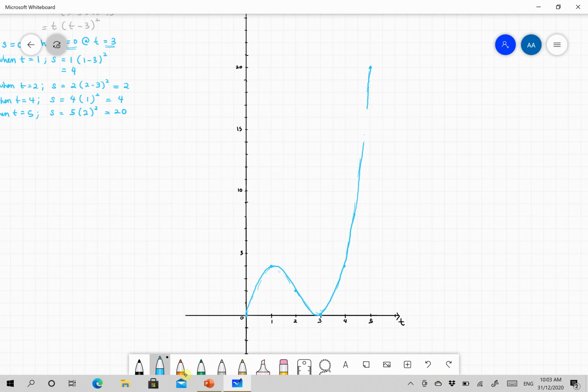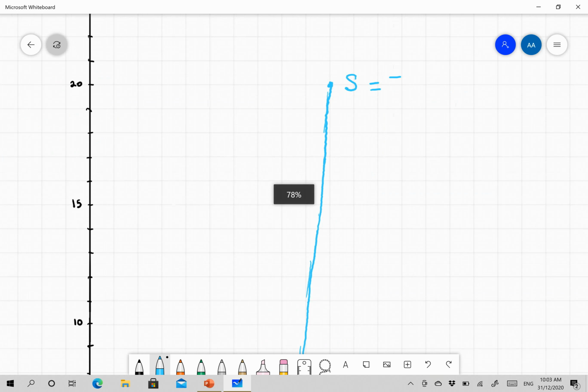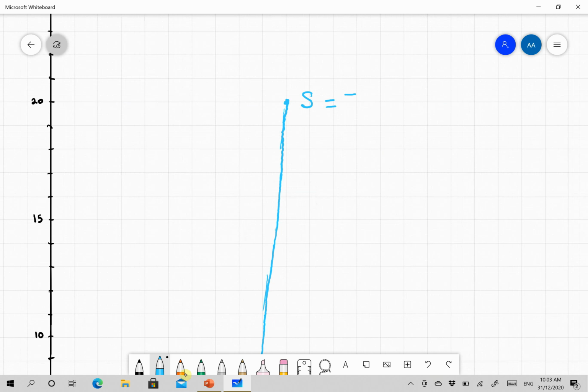Okay, never mind. Let's just pretend that it is okay. All right, yeah. Okay. Right. Basically, this is how the graph is going to look like. Okay. And here I'm just going to label s is equal to t minus 3 squared. Hang on. Okay, so that's the first graph for position function.